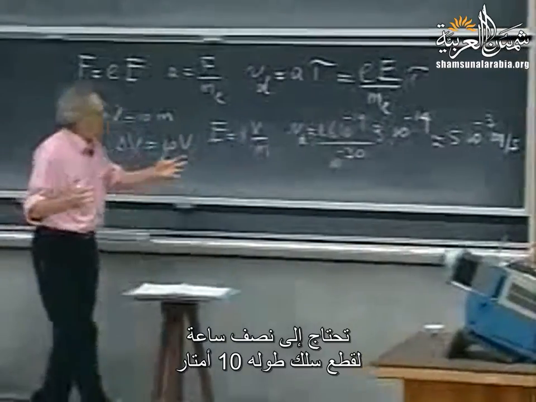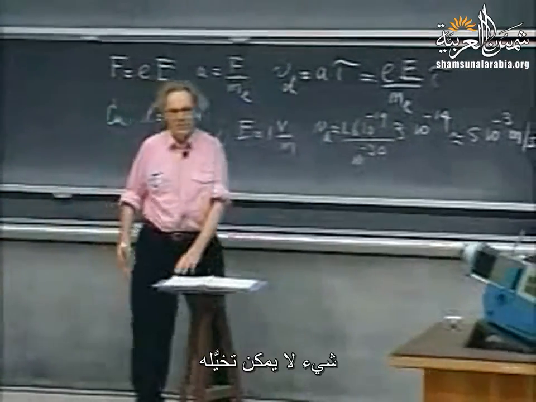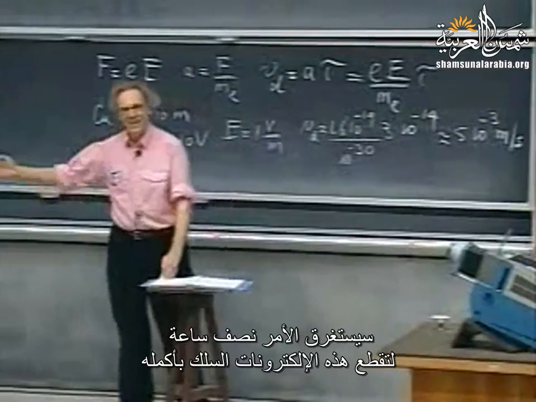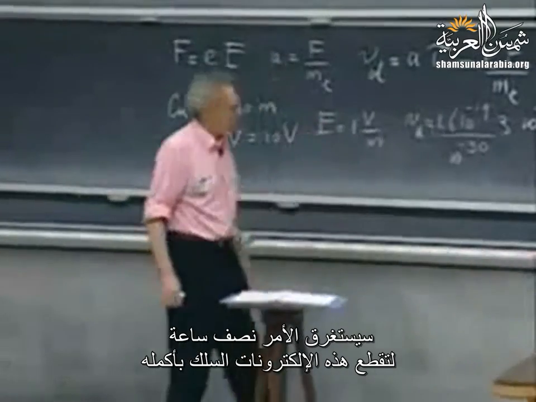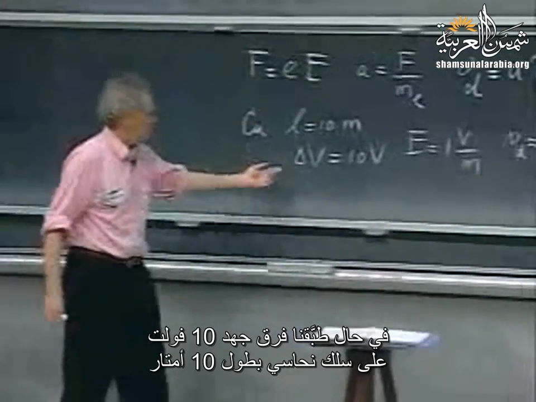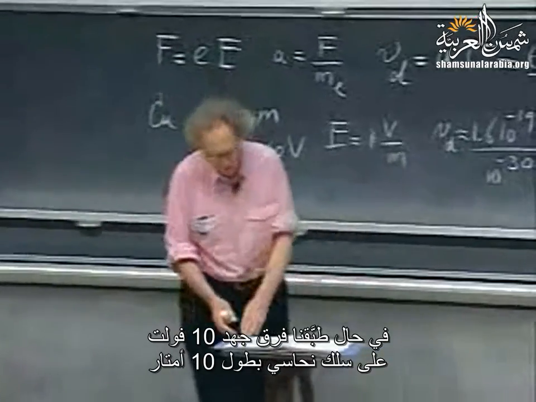To go along a 10-meter wire would take half an hour. Something that you never thought of. That it would take half an hour for these electrons to go along the wire if you apply a potential difference of 10 volts, copper 10 meters long.